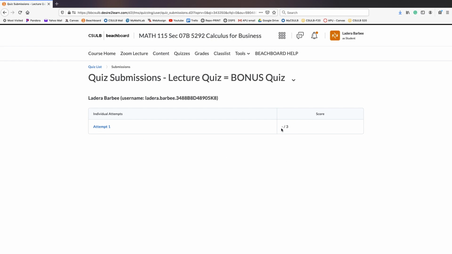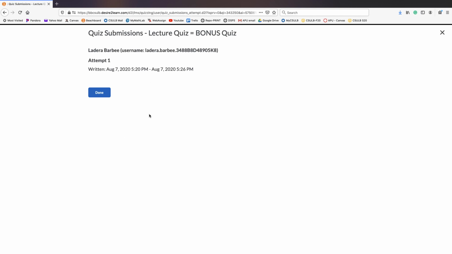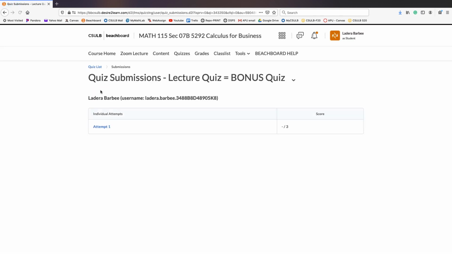Now notice my score is dash or blank out of 3, because a lot of these quizzes have to be hand graded, and I cannot see what I typed once I submitted it, and I will not have a grade in my grade book until it's been hand graded.